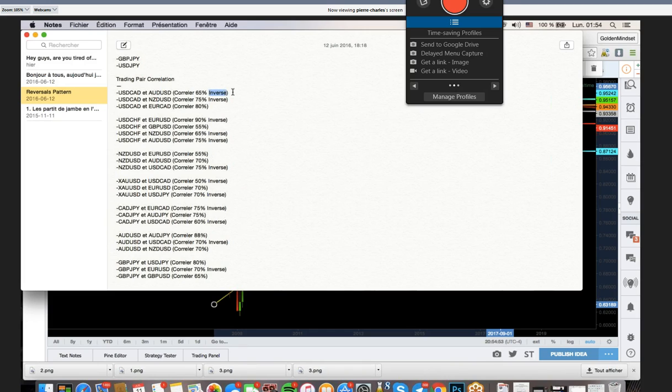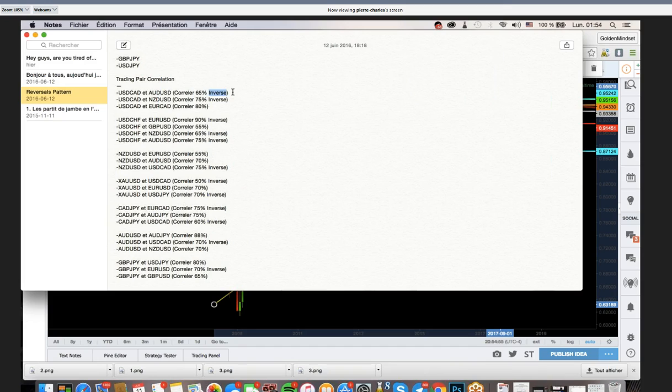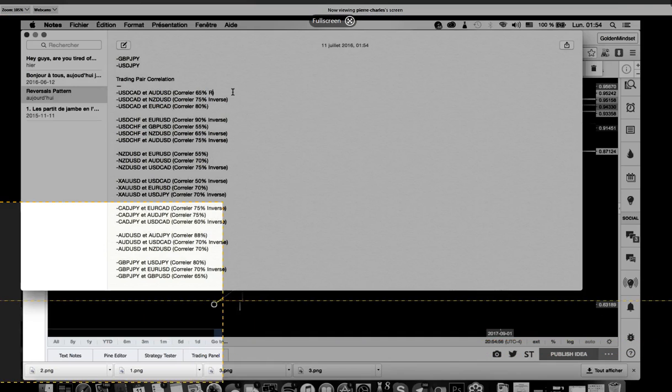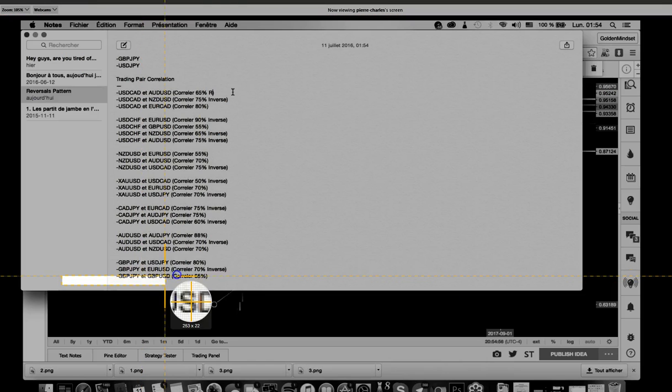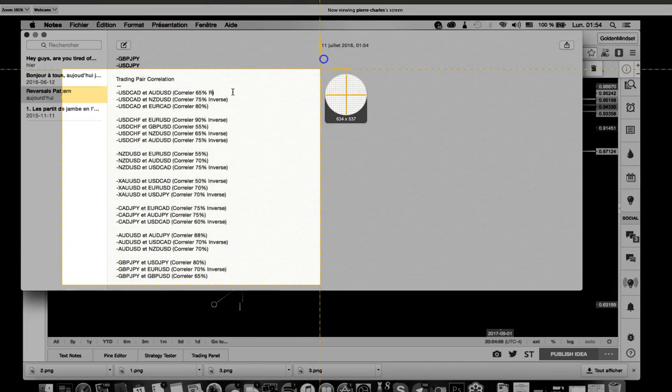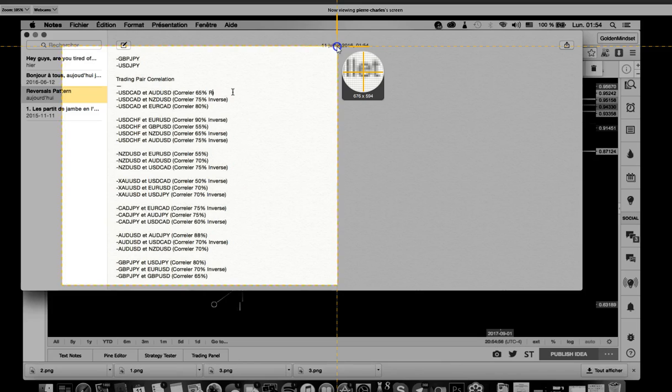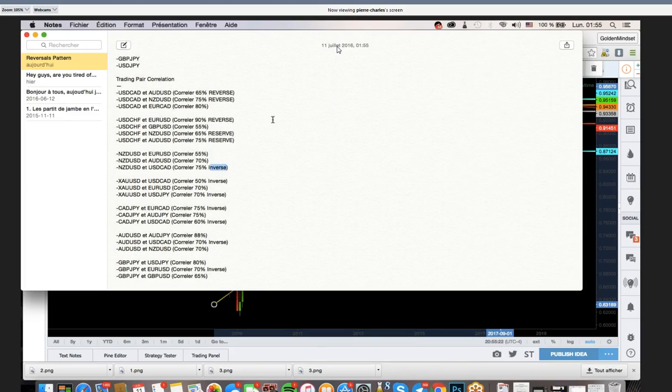I'm just going to translate for you. Reverse. When I mean reverse, it means that when one goes up, the other goes down, right? If it's not written that, it means they go the same path. By the way, guys, USD CHF is interesting. If you look at it, you'll know what I'm talking about.